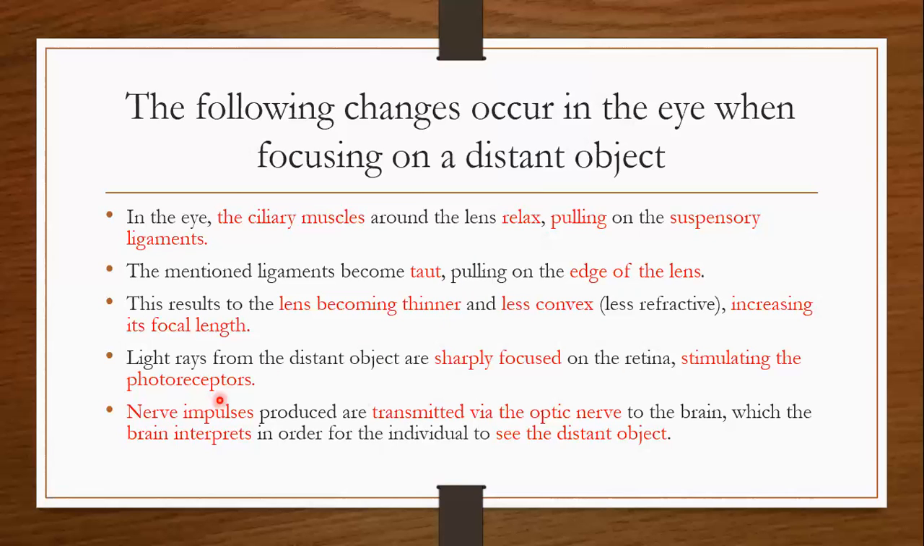So as photoreceptors are stimulated, an impulse is generated. This nerve impulse is transmitted via the optic nerve to the brain, and the brain interprets it in order for the individual to see the distant object. So I repeat, for the distant object, the ciliary muscles relax, pull on the suspensory ligaments. Suspensory ligaments become taut, pull the lens, the lens becomes thinner, less convex, less refractive, and its focal length is increased, and light rays are sharply focused on the retina.